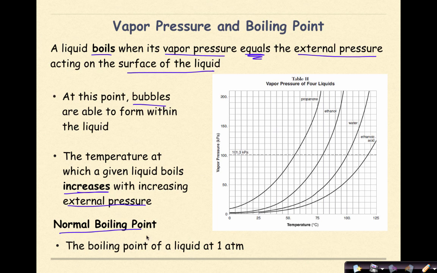The normal boiling point is the boiling point of a liquid at 1 atmosphere. So 101.3 kPa is equal to 1 atmosphere. And the normal boiling point here is defined as the dotted line.